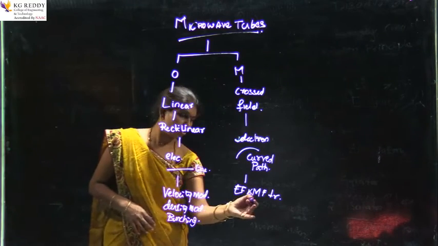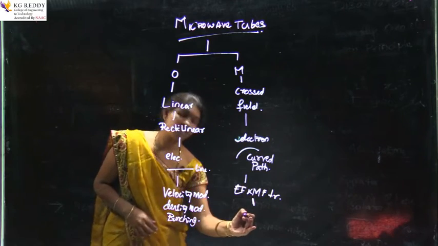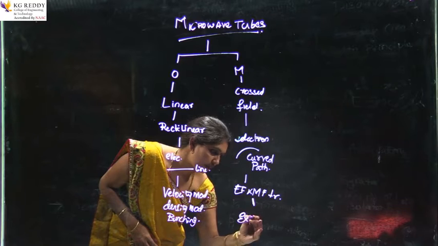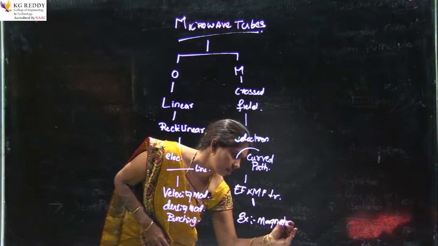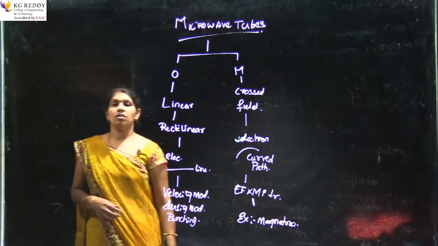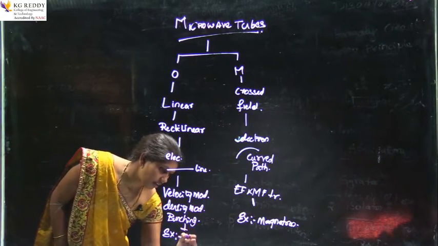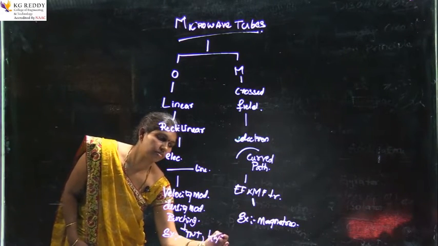Coming to the M type tubes, here also bunching effect will take place. The example for an M type tube is a magnetron. Here the examples of O type are TWT, travelling wave tubes, and klystrons.